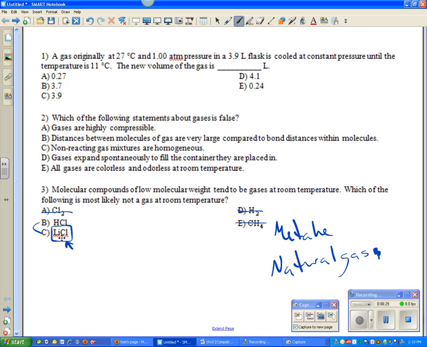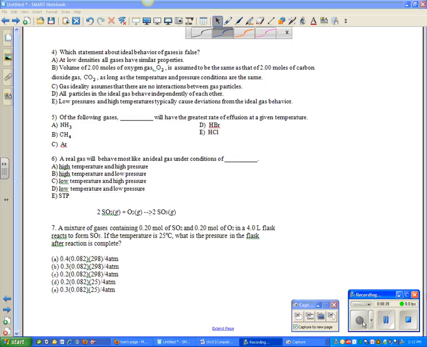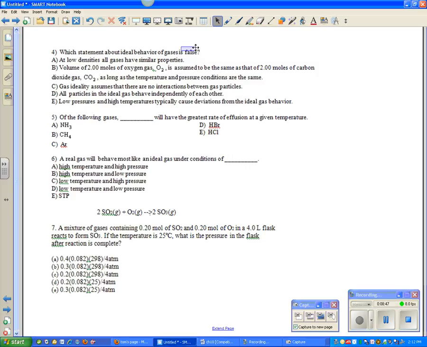Okay, so that covers the first 3 of the multiple choice. Lots of important concepts in there. Please make sure that you get them. Now let's move to the next one. Okay, let's talk about number 4. Which statement about ideal behavior of gases is false? Whenever you get a problem like this, circle that word false so you don't make a mistake.